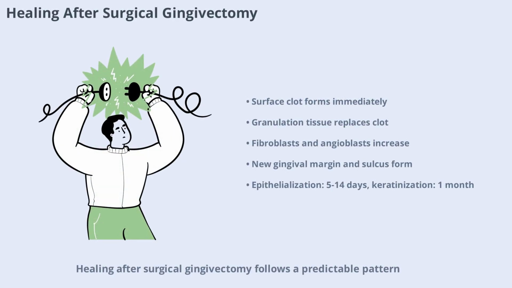Healing after surgical gingivectomy follows a predictable pattern. Initially, a protective surface clot forms over the wound. This is soon replaced by granulation tissue, which is rich in new connective tissue cells, especially angioblasts.